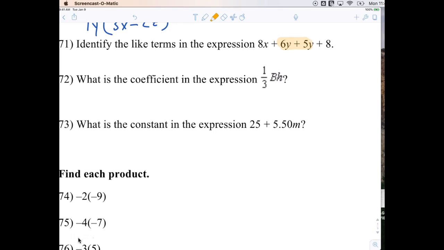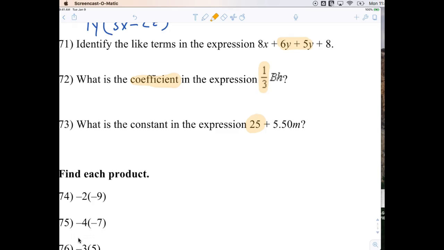All right. What is the coefficient? The coefficient is, for number 72. Shh. What is the coefficient? The number in front. That's what the coefficient is. The coefficient is 1/3. Fancy word for number in front, Aiden. Now, the constant. Yes, the constant is just the number.